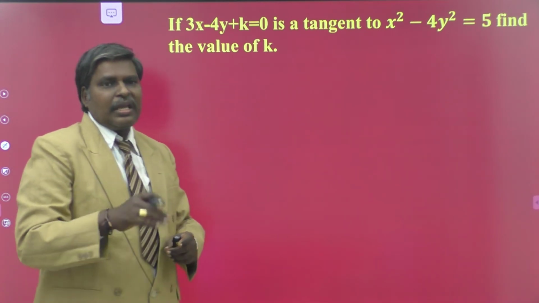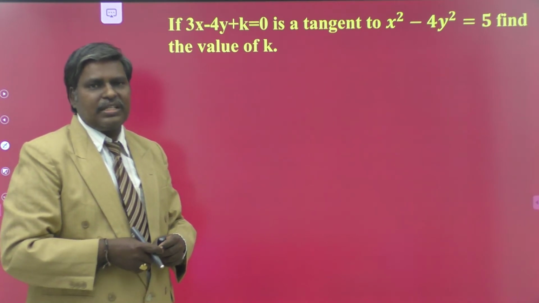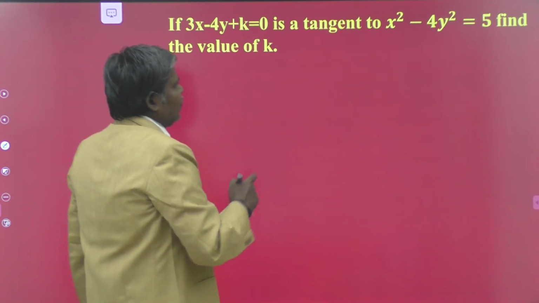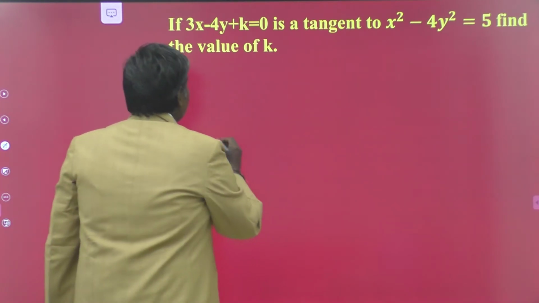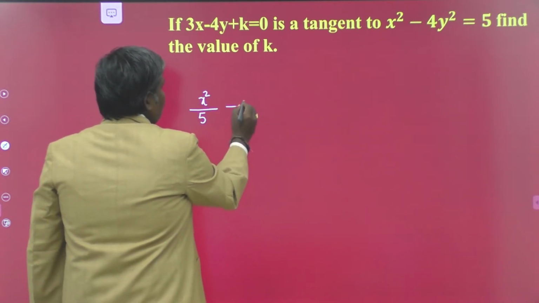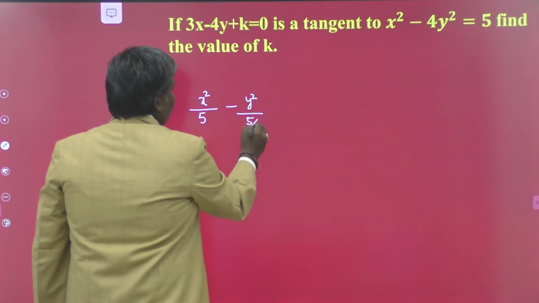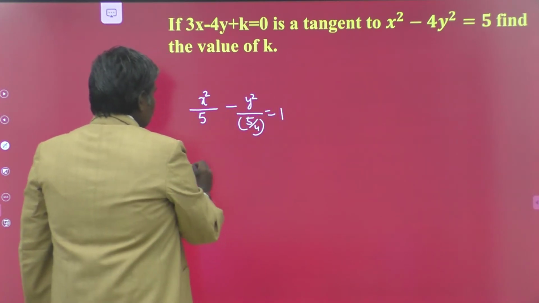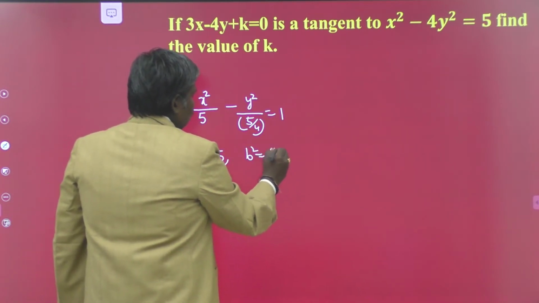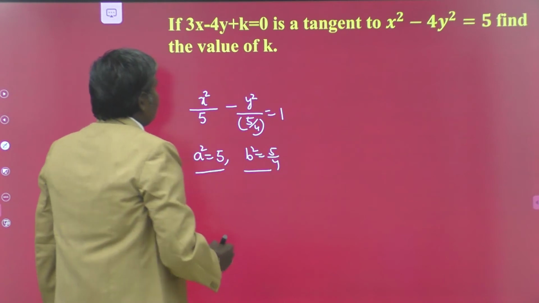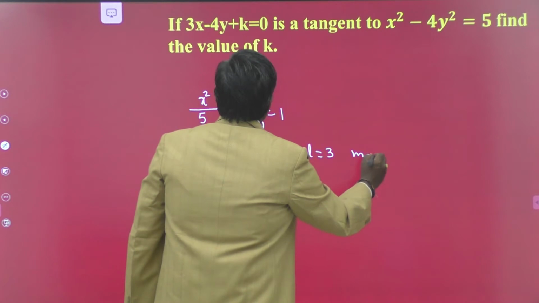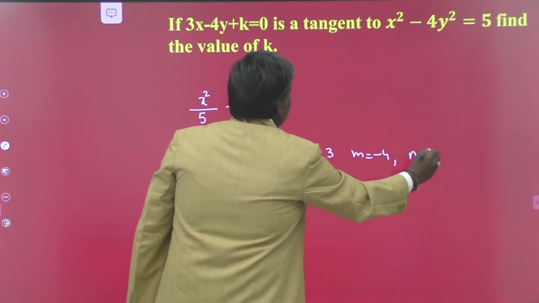What is the condition? a²l² − b²m² = n². You may apply any one of the conditions. So before applying the condition, write that equation in the standard form. That means x²/5 − y²/(5/4) = 1. So a² = 5, b² = 5/4. We have a², b². l is the x coefficient, that is 3. m = −4 and n = k.